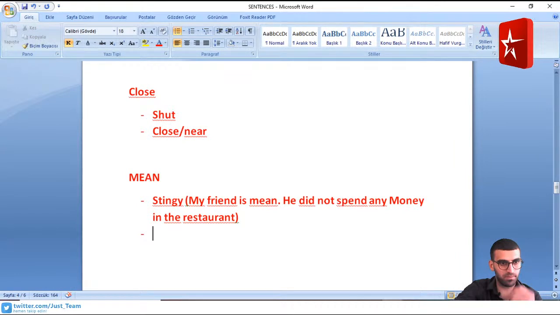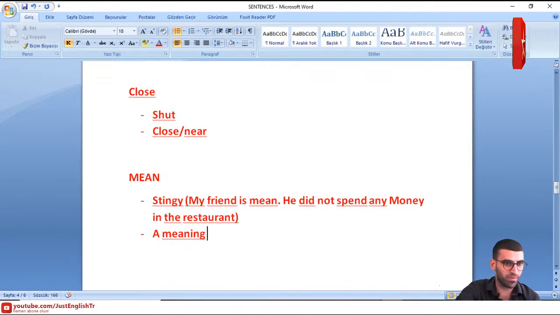The second meaning of mean is meaning. It means blah blah blah. The first one is about character, about personality. If someone is mean, it means stingy. The second meaning of mean is a meaning. For example, it means stingy. That's the thing, and you have to be careful. If you know any word that has different meanings, you can let me know, and I will tell you.